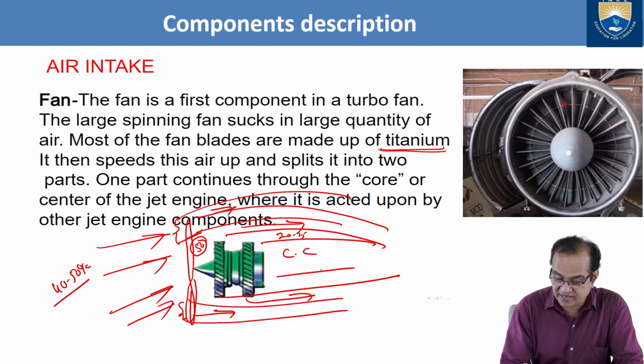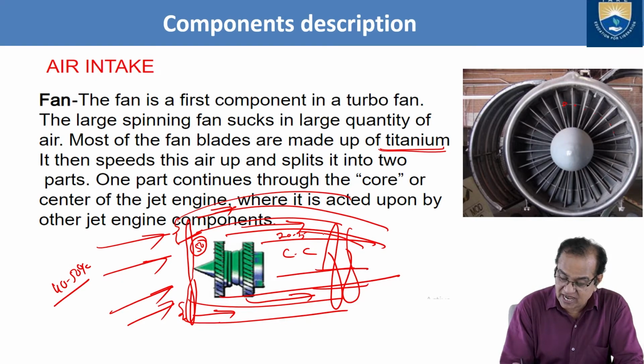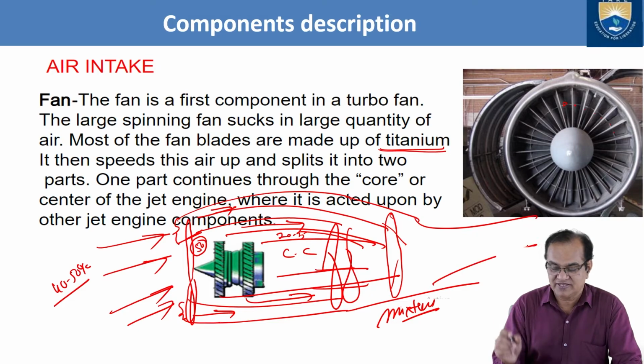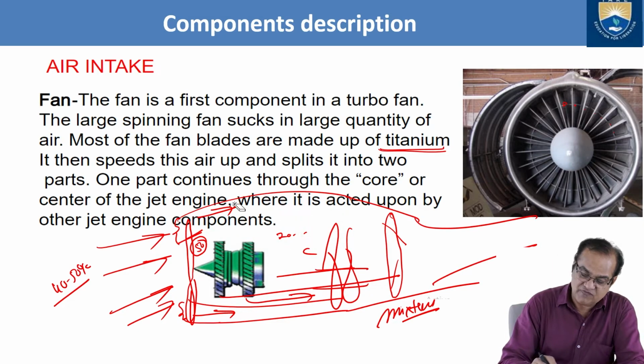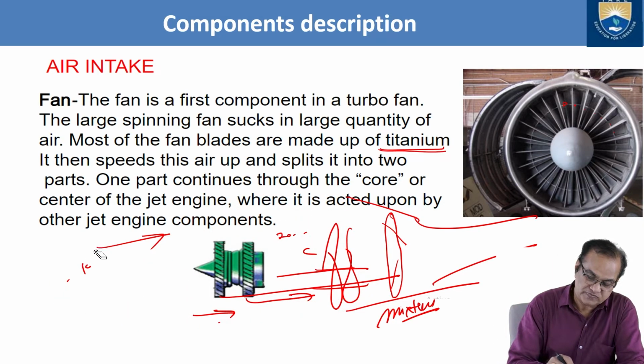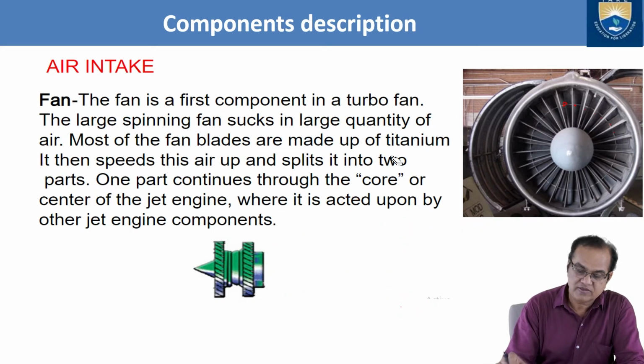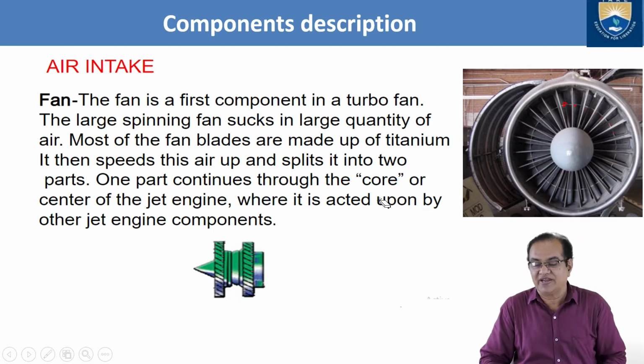And all this air goes to the turbines. This air mixes in the turbine, and this bypass air of the turbofan will mix in the mixer here. Here we have the mixer. This mixer allows them to mix, and then it will go to the jet. So that is the function of the air intake and the fan.